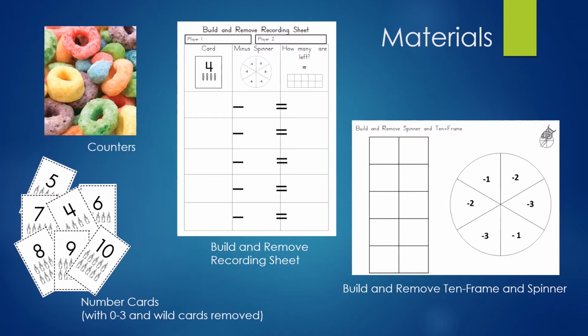You will also need to use some type of counters to play Build and Remove. You could use pennies or Legos. You could use small pieces of paper or jelly beans. I think I will use Fruit Loops. And finally, you will need a paper clip and a pencil to use as a spinner on the game board. The pencil will also come in handy to write on your recording sheet.